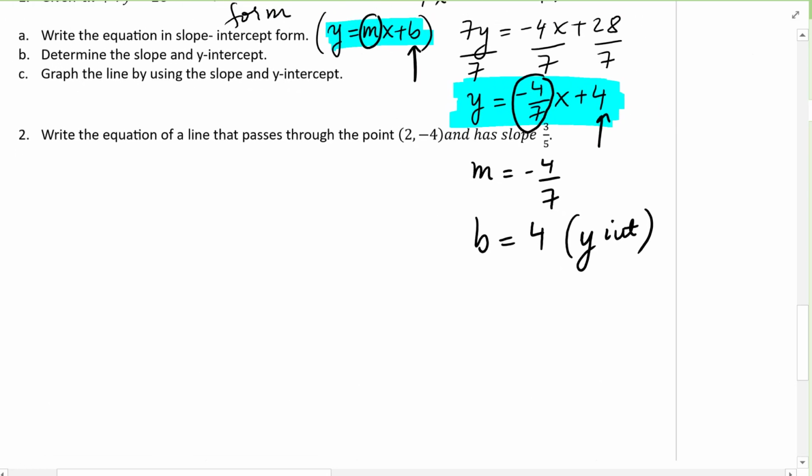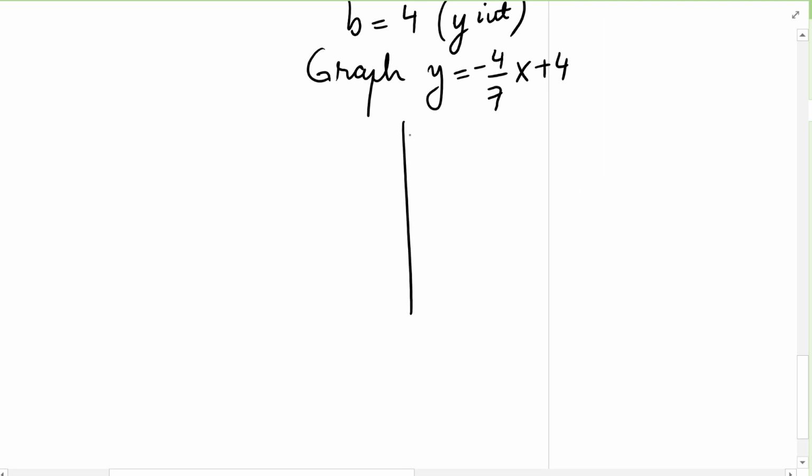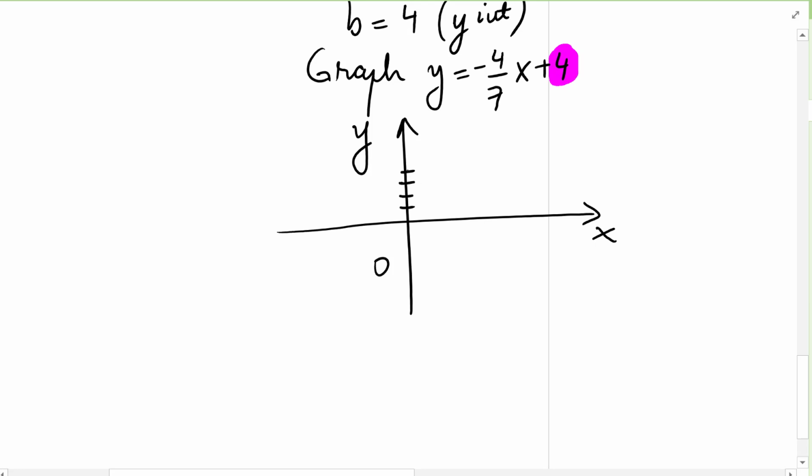And part C says graph the line by using the slope and y-intercept. So I want to graph y equals -4 over 7x plus 4. So let's do that. This is the process. I'm going to draw the coordinate plane, and then we start with the y-intercept. So I'm going to go to the y-axis, count 4 units, and bubble that. So this is the y-intercept.